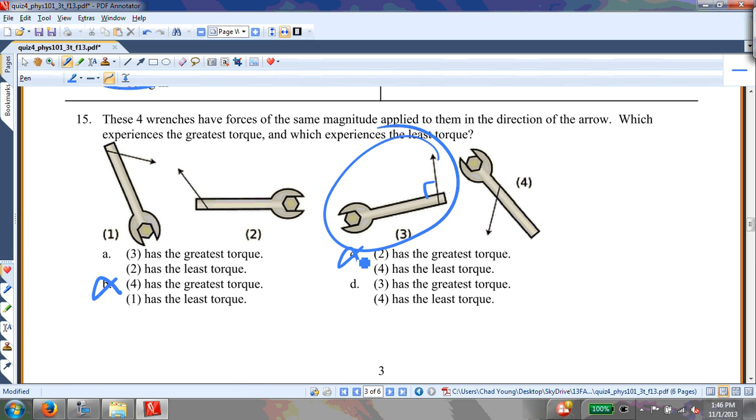So it's either 2 or 4 that has the least torque. All right, 2 and 4 both have forces that are at an angle, appears to be the same angle, but 4 has a much smaller moment arm. So 4 then has the least torque. So that would be D. For number 15 is D.